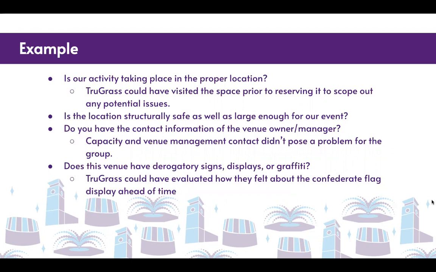Let's think through some of the facility risks that we talked about in relation to the scenario. One, is our activity taking place in a proper location? True Grass could have visited the space prior to reserving it and scoped out any potential issues. Is the location structurally safe as well as large enough for the event? Do you have the contact information of the venue owner or manager? Capacity was not a problem and they had contacted the venue owner. Does the venue have derogatory signs, displays, or graffiti? True Grass could have evaluated how they felt about the Confederate flag display ahead of time.